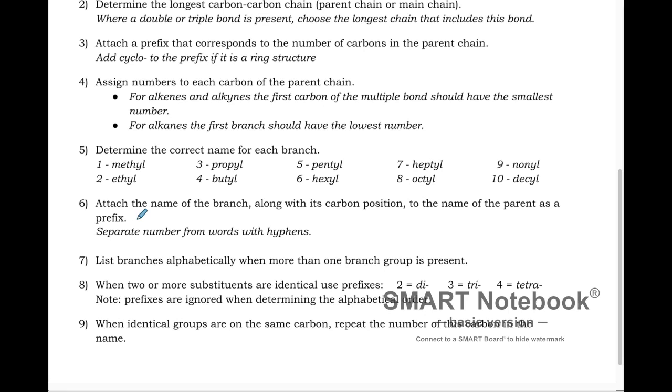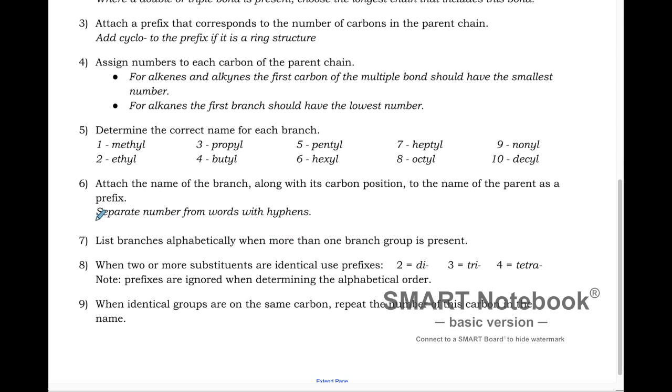Number 6: attach the name of the branch, along with its carbon position, to the name of the parent as a prefix. So if you do have a branch, you're going to add that branch, depending on the number of carbons, to the main chain. You have to represent the location number off of your main chain.